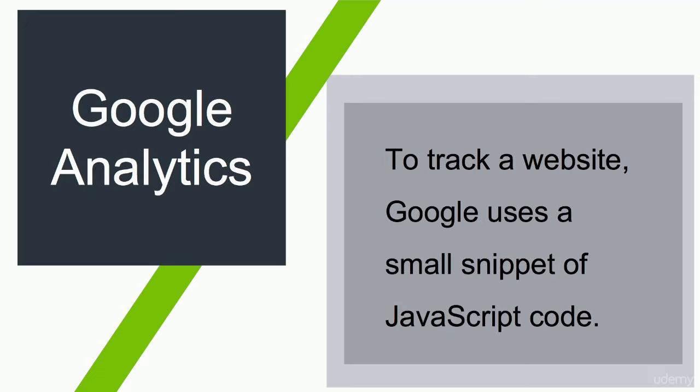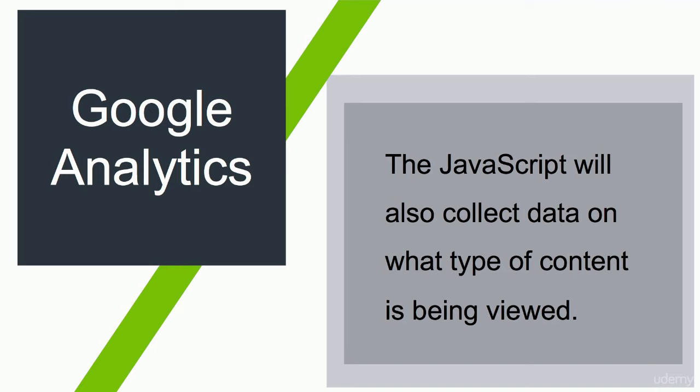And from this, we're able to tell if a user's on a Mac or PC, and thus if most of our viewers are using Mac or PC, or if mobile is the preferred device. The JavaScript will also collect information on what type of content is being viewed, and how long it's being viewed for, as well as the referring source that brought the user to your site in the first place. Was it a Google search, or an ad, or social media, or an email?